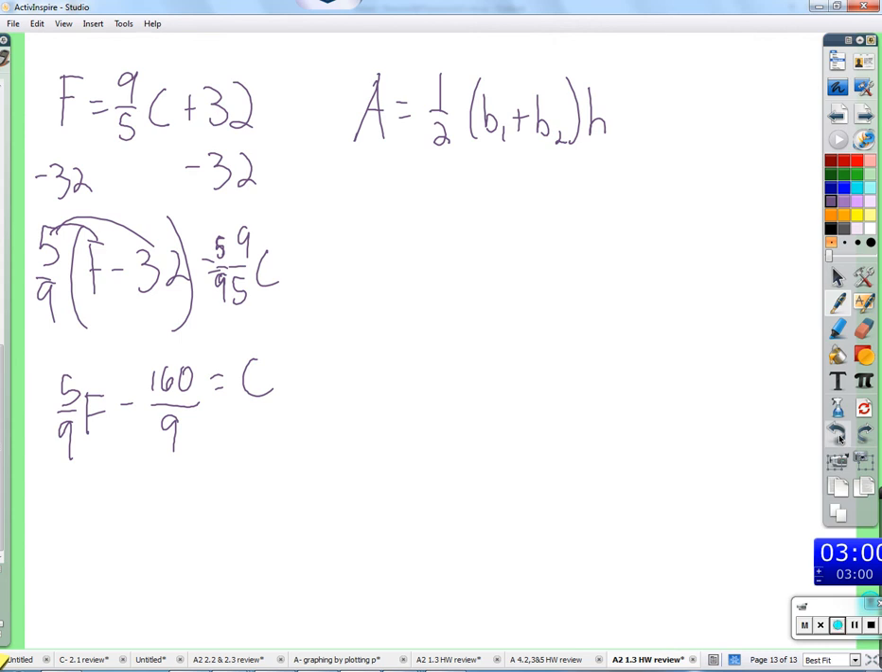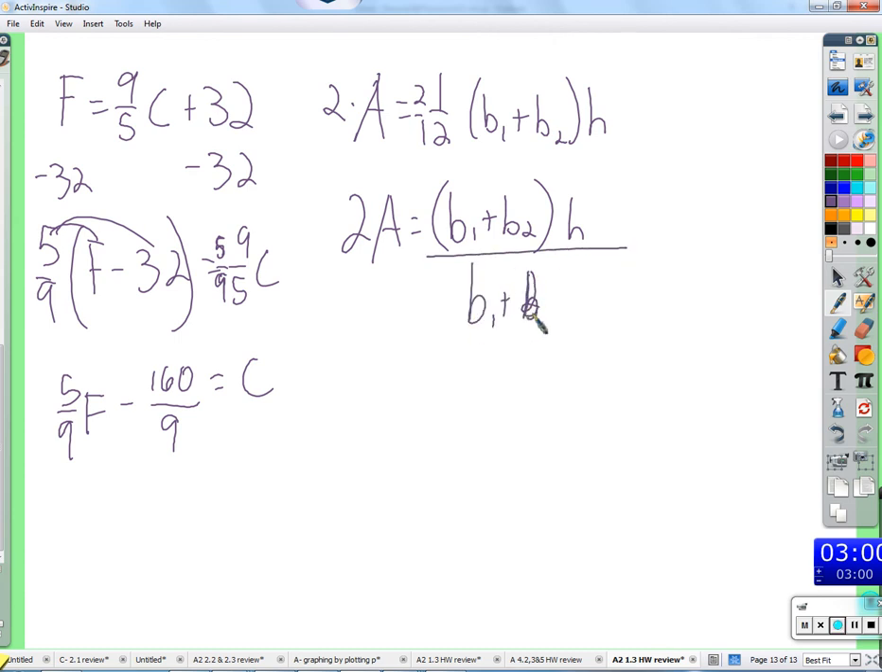So what would you do to get H by itself? First I multiplied both sides by, divided both sides by 1/2. Okay. So times 2 over 1, 2A. Alright, 2A equals (B1 plus B2), parentheses, times H. Then I divided by B1 plus B2 in parentheses on both sides. And I get the answer. You can do that. 2A over B1 plus B2 equals H. Perfect.